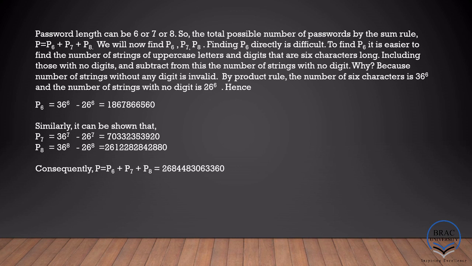So here we used the product rule, right? We can have a password which is 6 characters long or 7 characters long or 8 characters long. That is why all possible combinations would be the possibility of having a 6 character long password plus the possibility of having a 7 character long password plus the possibility of having an 8 character long password. That is P6 plus P7 plus P8.